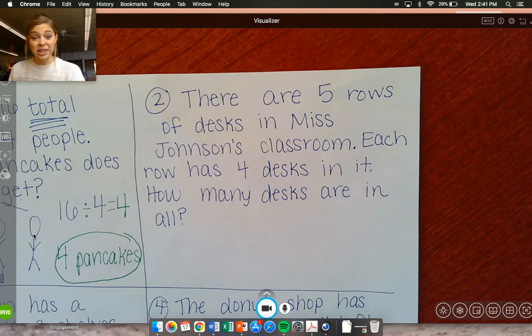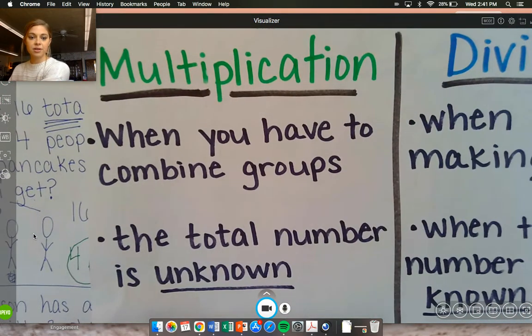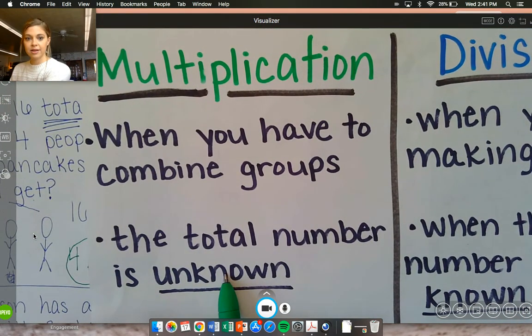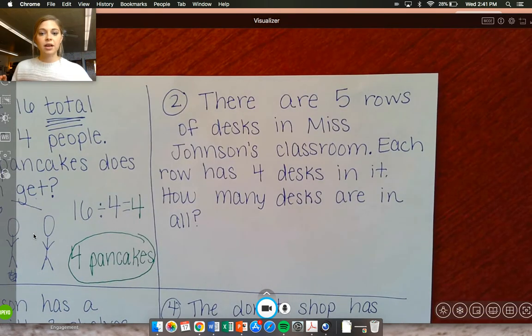No, we don't know. It says how many desks are in all. We're trying to find that. So we do not know the total number. The total number is unknown. And if we go back to this, when the total number is unknown, we have to multiply. You could also draw a picture here. And you could draw 5 rows of 4.